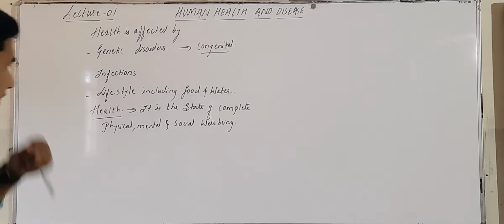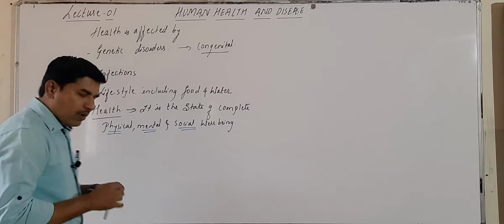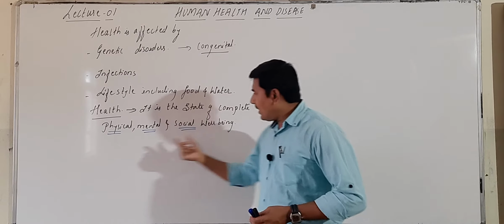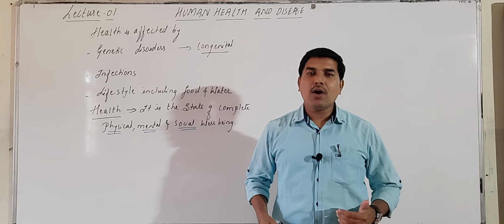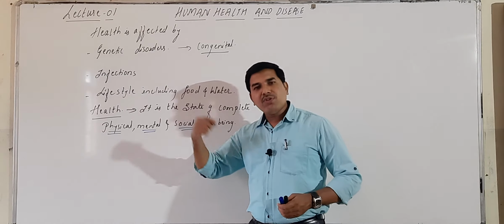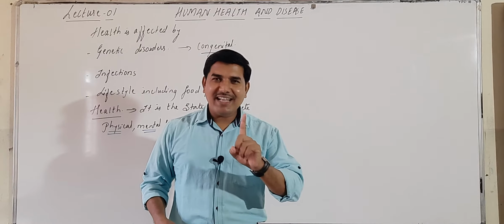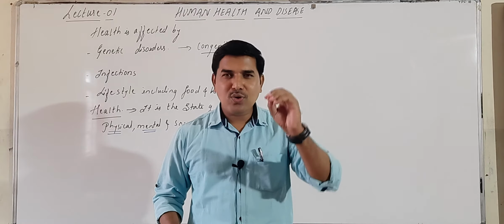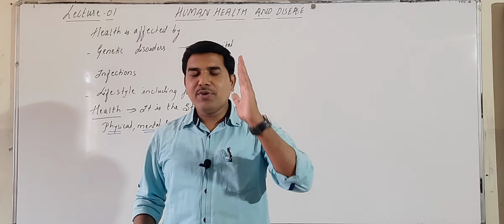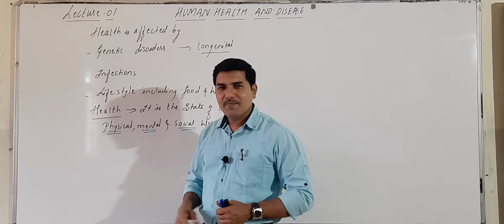So how can we define it? Health is a state of complete physical, mental and social well-being. What does it mean? Complete physical means whether you are physically all right without any disorders. Physical health does not mean that you should be a bodybuilder. Whenever we look at a person, he should look healthy. He should not be too fat or too lean, and we should not feel that he is anemic. This is physical health.